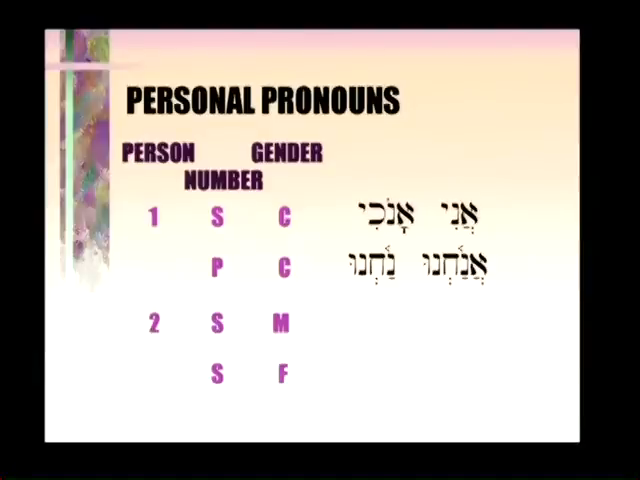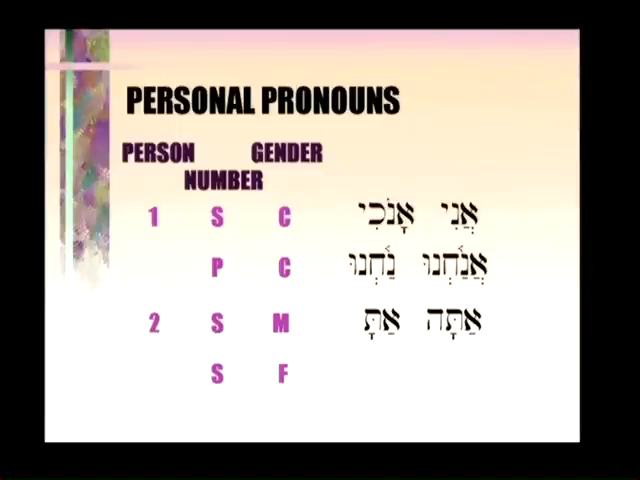Then in the plural, we have anachnu or nachnu. Everyone? Anachnu, nachnu. All right? What does that mean, Franz? We. The plural first person is we. First person is I and we. Second person is you. Third person is he, she, it, and they. All right? So the second person masculine singular is ata, and it's also pronounced the same way for the second spelling. Ata. One has the hey, one just has the tav.